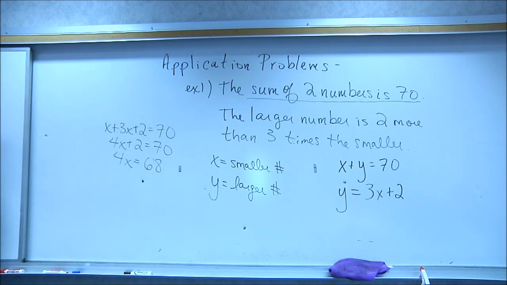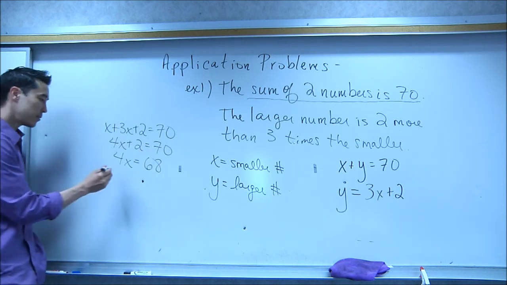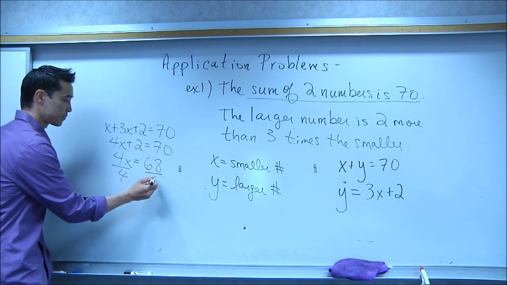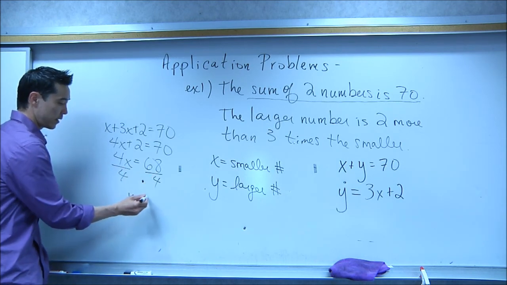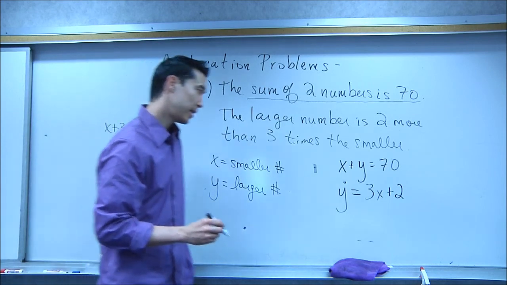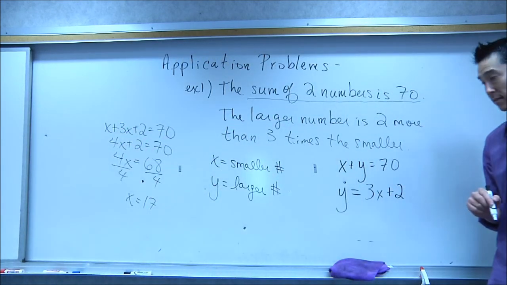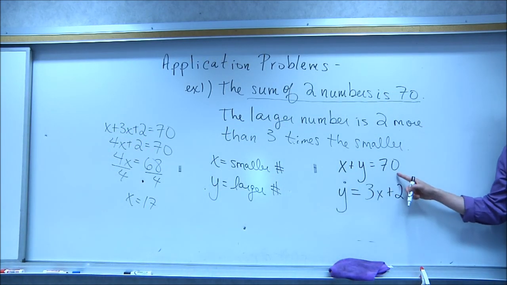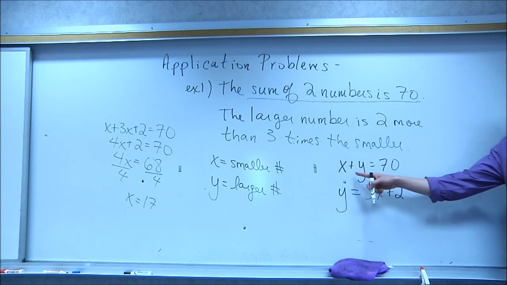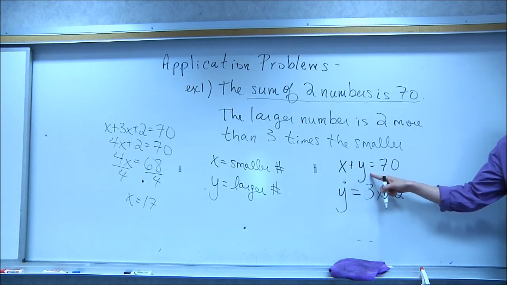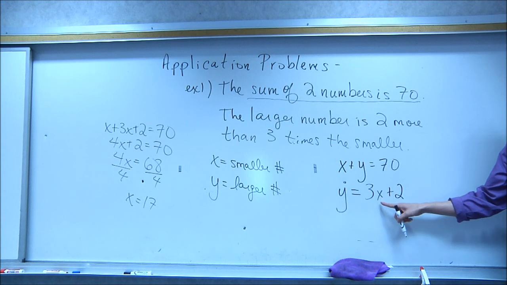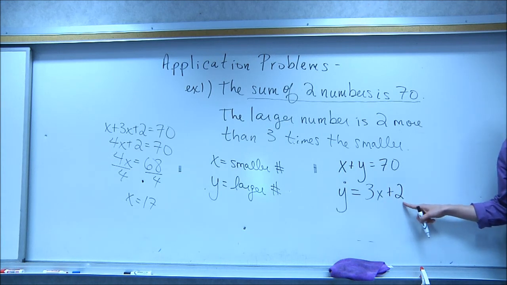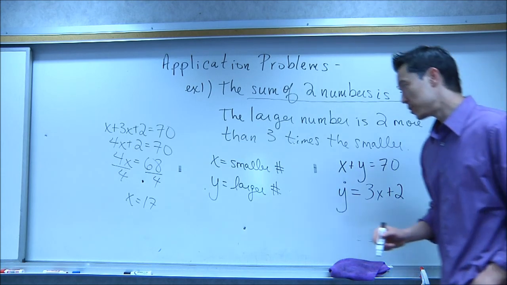Did you get 4x equals 68? Yes. And dividing both sides by 4, what do you get? 17. All right. If x is 17, that's the smaller number, right? Then you can come back into either one of these to get the larger number. You could plug in 17 there and figure out whatever 70 minus 17 is. Or you can plug in 17 here, and 3 times 17 plus 2 will give you what y has to be. Okay? So let's do that.